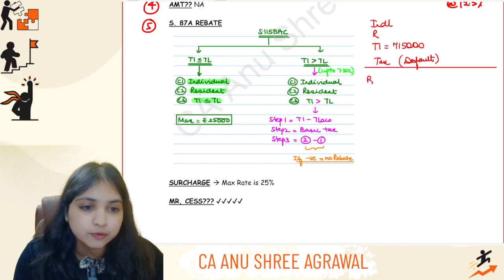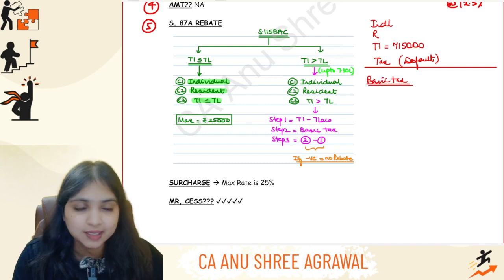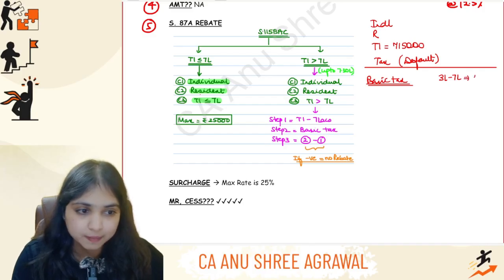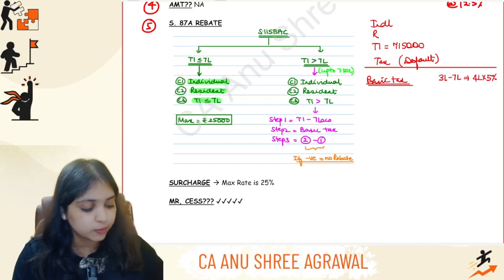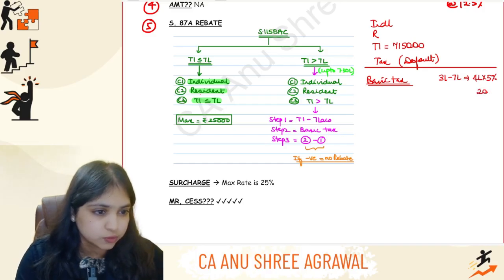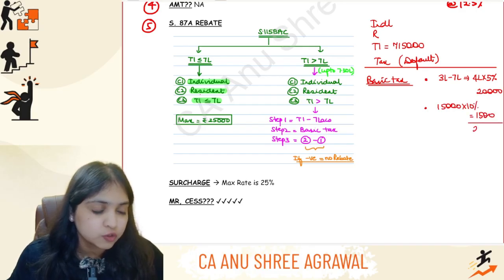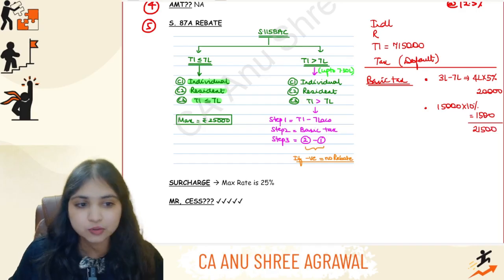So first of all, you will find the basic tax. Now how will you find the basic tax? Up to 3 lakh no tax. 3 lakh to 7 lakh, we have 4 lakh income in this bracket. On this 4 lakh income, 5% tax, which will be 20,000 rupees. Then 7 lakh to 7 lakh 15,000, that is 15,000. On this 10% tax, which is going to be 1,500. So your total basic tax will be 21,500.